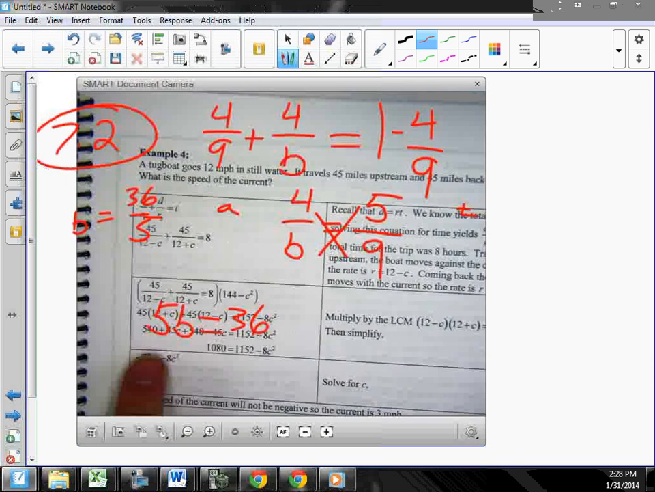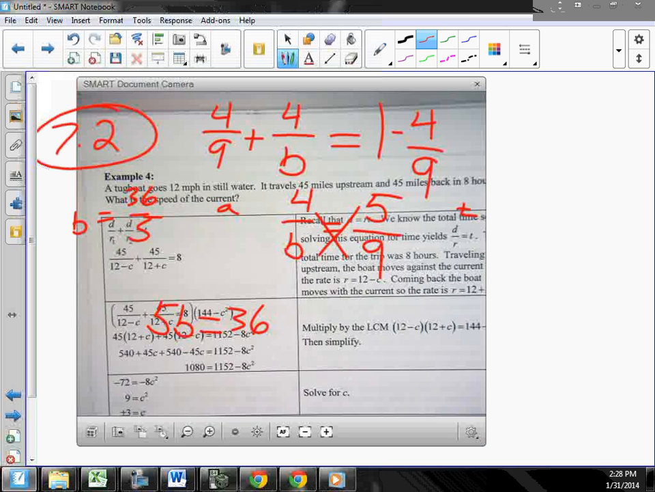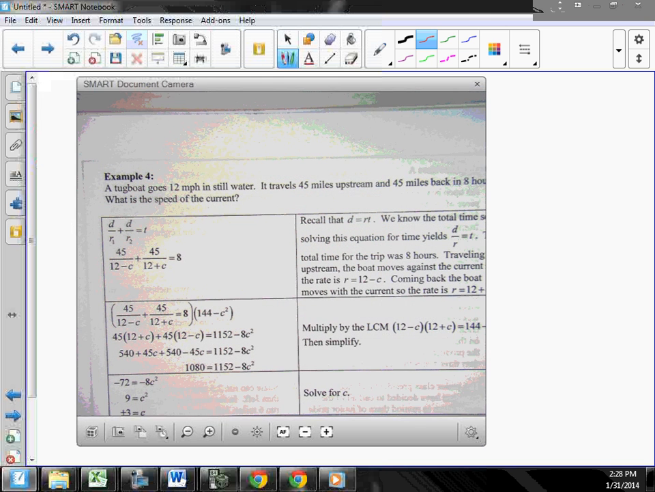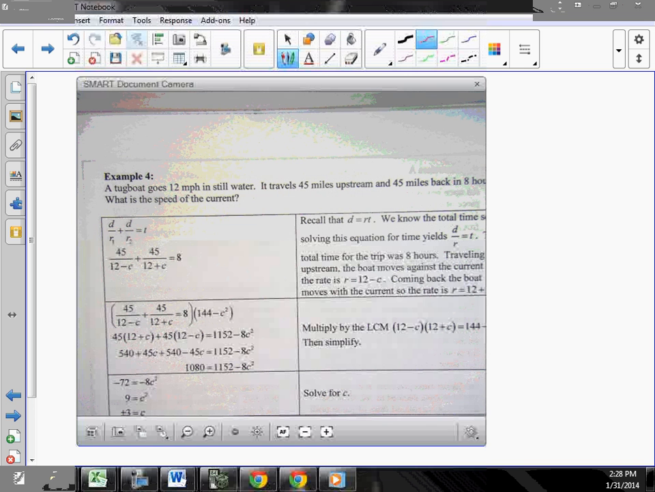This one's a little bit more tricky. A tugboat goes, boy, that's good English. A tugboat goes 12 miles an hour in still water. It travels 45 miles upstream and 45 miles back in 8 hours. What is the speed of the current? How fast is the river traveling?